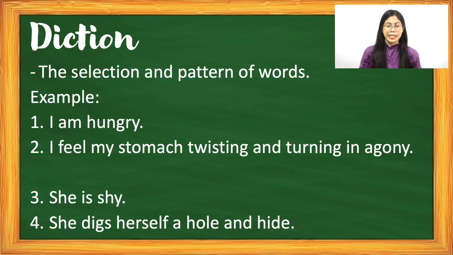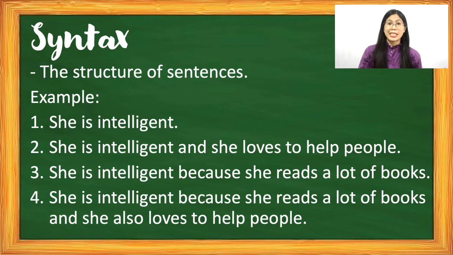Next element is syntax. It pertains to the structure of the sentence, so the proper arrangement of words to form a sentence. The writer may use a simple sentence like in our first example, a compound sentence like in our second example, a complex sentence like in our third example, and a compound complex sentence like in our fourth example. The writer may also follow certain sentence patterns like subject and transitive verb, subject followed by transitive verb and then direct object, and let's say subject, transitive verb, direct object, and object complement, etc.